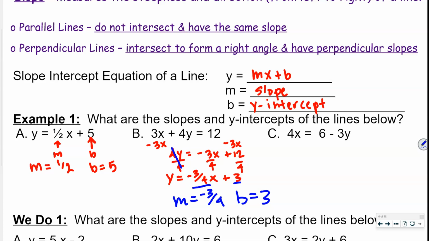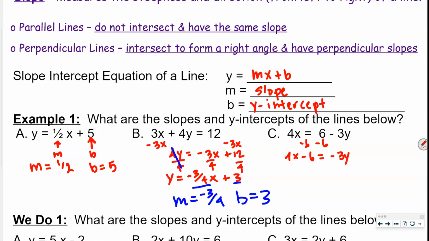Okay, we're going to go on to the third one now. Once again, notice that our 4x is on the left, our 6 is on the right, and our negative 3y is on the right. So I'm actually going to leave the y on the right. It doesn't matter whether the y is on the left or the right. We just want the y on one side and the x and the constant on the other. So I'm going to subtract this 6 here. That's going to give me 4x minus 6 is equal to negative 3y.